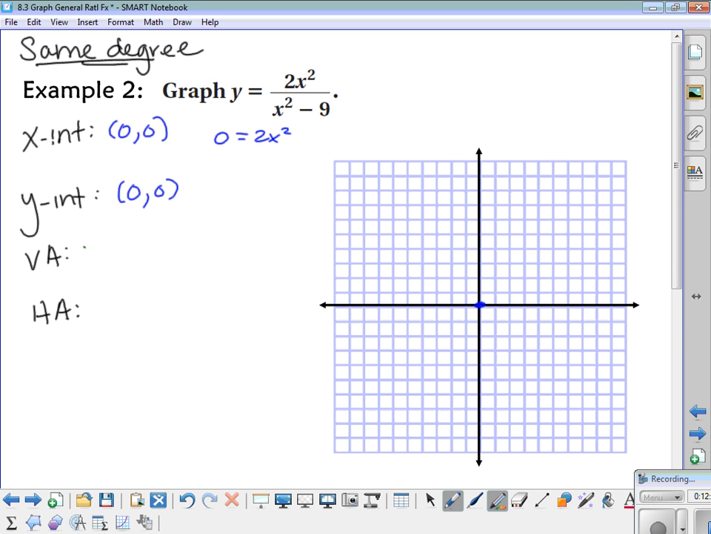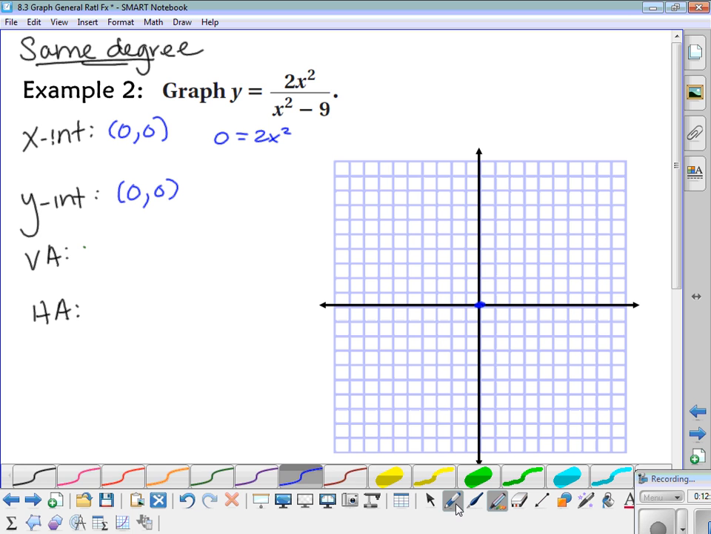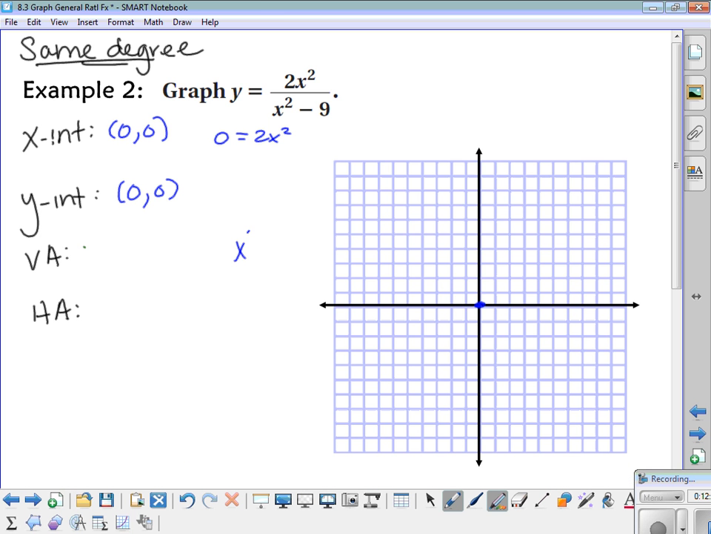Then the denominator cannot be equal to 0. So that means x squared minus 9, if I set that equal to 0, I can figure out my vertical asymptotes. So x squared is equal to 9. And so what would x equal? 3 or negative 3, right. So I've got two vertical asymptotes: x equals 3, and x equals negative 3. So I'm going to go ahead and draw those on my graph.